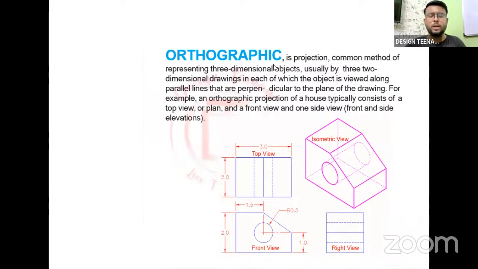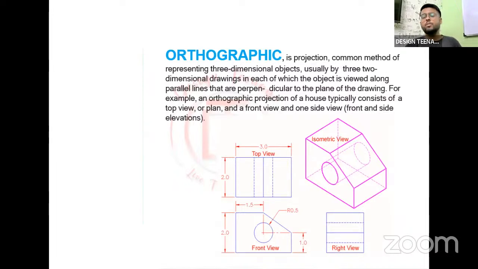Now what is orthographic projection? We have understood isometric, it's pretty clear. Orthographic projection is a common method of representing three-dimensional objects, usually by two-dimensional drawings, in each of which the object is viewed along parallel lines that are perpendicular to the plane of the drawing. For example, an orthographic projection of a house typically consists of a top view or plan, the front view and one side view.